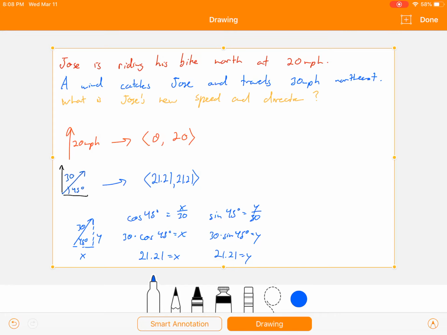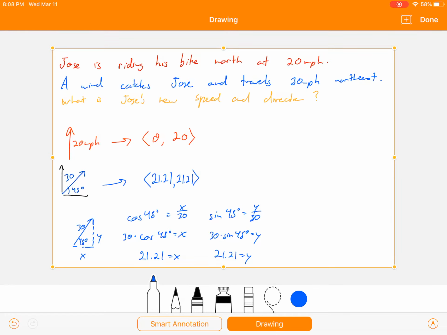So those are our two vectors. So in a problem like this, that's how you want to start off. You want to find the component form of both vectors. Now the first vector for Jose was pretty easy since he was just traveling north. The second vector, the wind, was a little bit trickier because since we were given an angle, we had to determine what the horizontal and the vertical were.